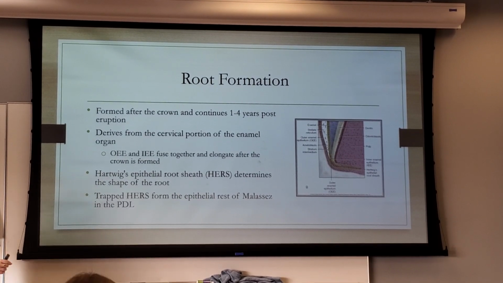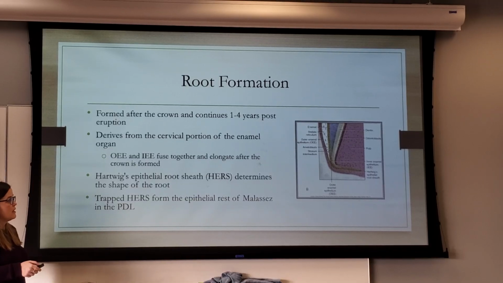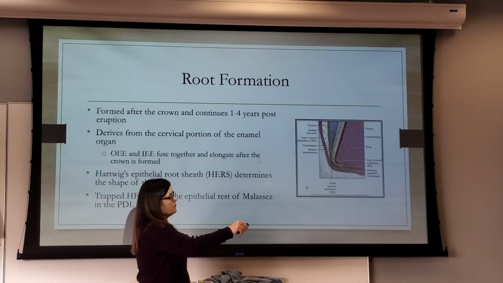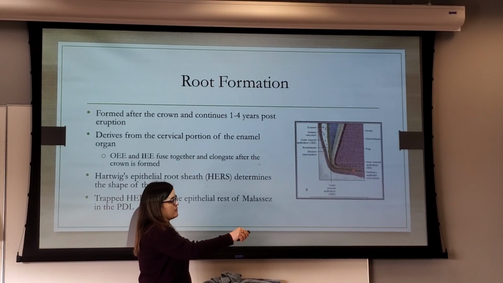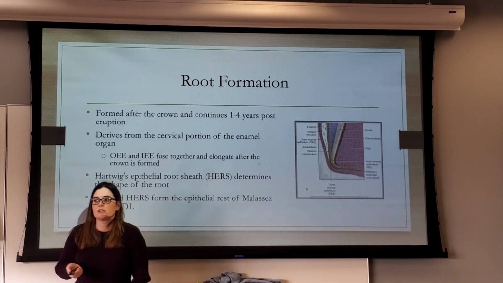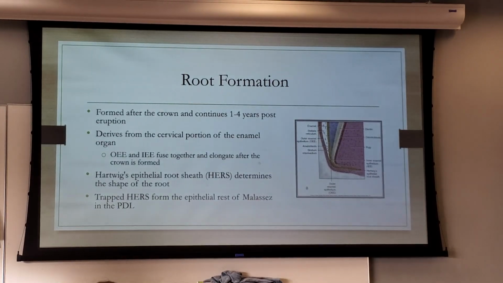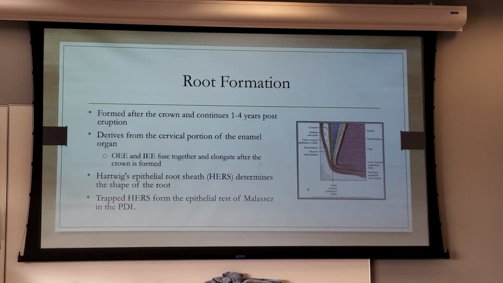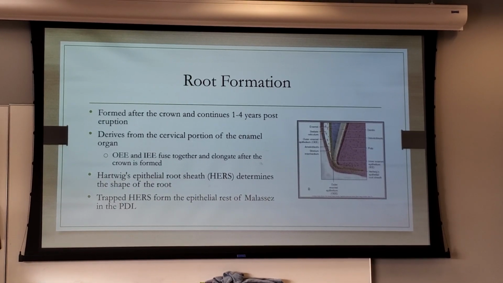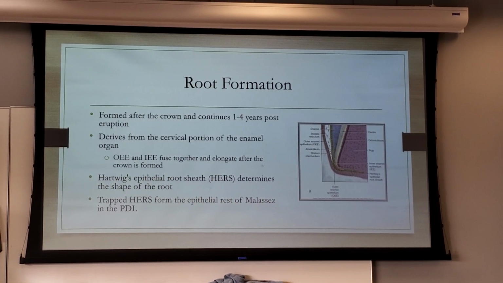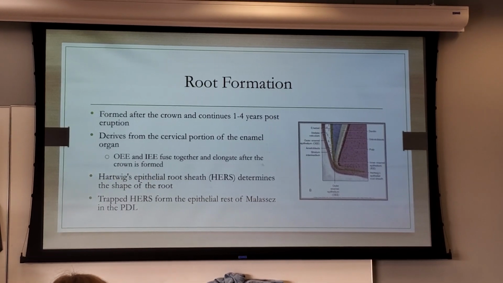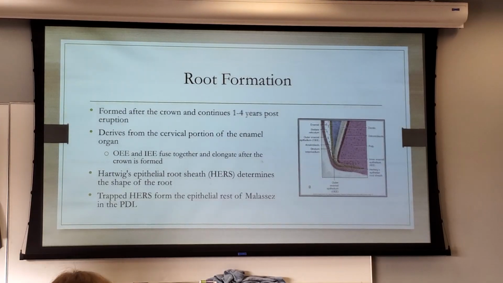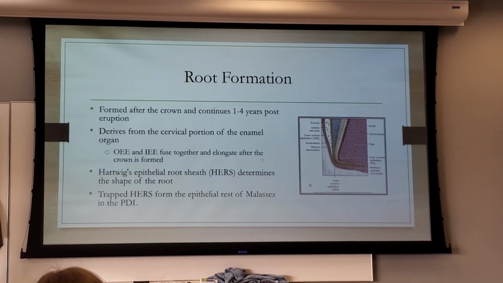So the Hertwig's epithelial root sheath, which is the HERS, determines the shape of the root. As it forms together and fuses and starts to travel down, it becomes that HERS part. It becomes the Hertwig's epithelial root sheath. Based on how it travels through the bone, it's going to give rise to its shape. So when you have somebody that has a dilacerated root, it just took a different travel route. That HERS changed its direction. That's how you end up with those dilacerated roots, because the HERS determines that.